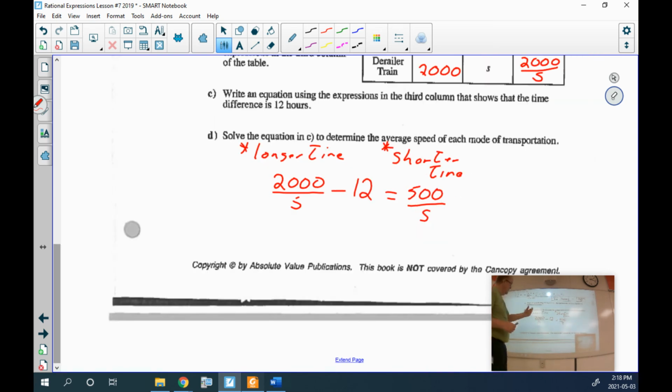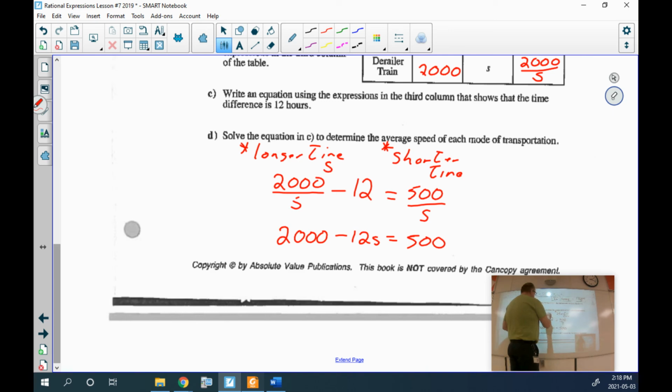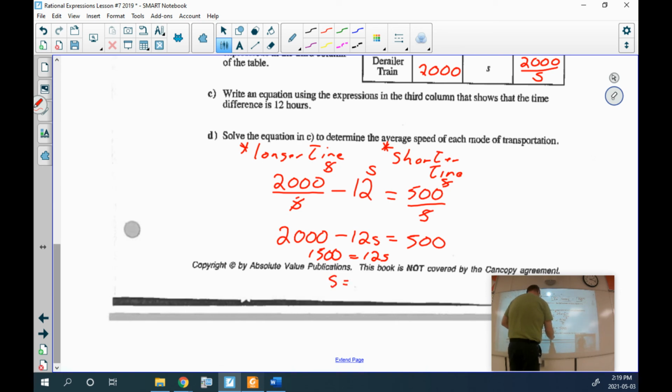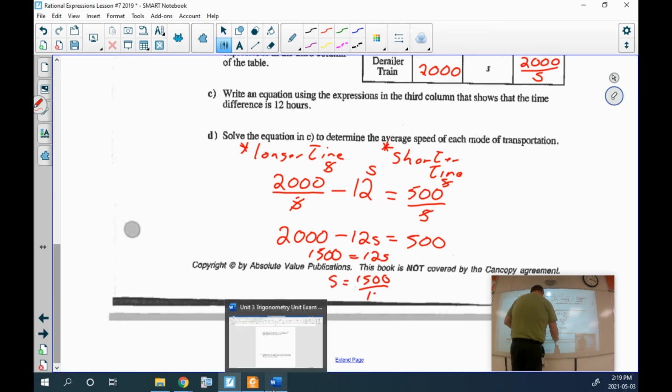Now, to solve, hey, we have just a nice S as our common denominator. So we'll have 2,000 minus 12S is equal to 500. Basically multiply every term by S. We have 1,500 is equal to 12S. S is equal to 1,500 over 12. And my brain's not working quite as well. Should have figured that out. S is equal to 125.